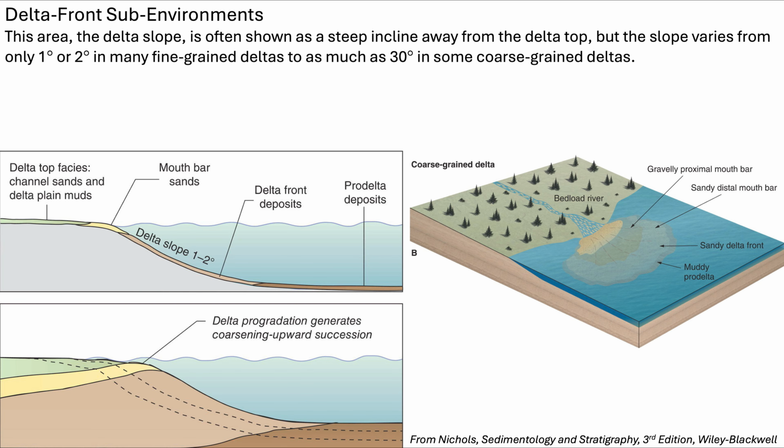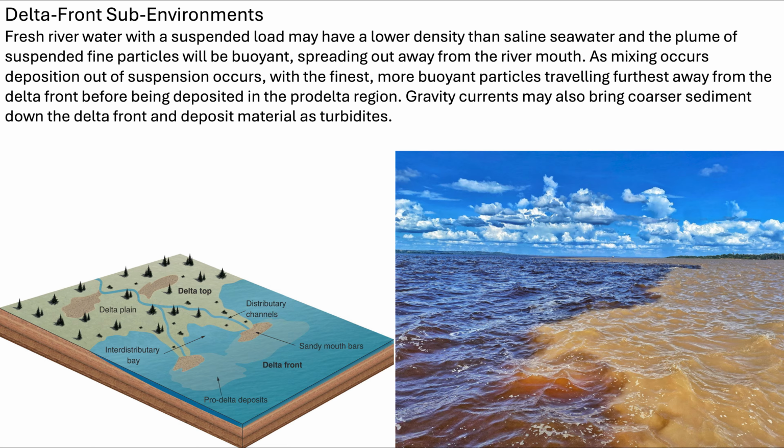This area, known as the delta slope, is often shown as a steep incline away from the delta top, but the slope varies from only 1 or 2 degrees in many fine-grained deltas to as much as 30 degrees in some coarse-grained deltas. Riverborne suspended load enters the relatively still water of the lake or sea to form a sediment plume in front of the delta.